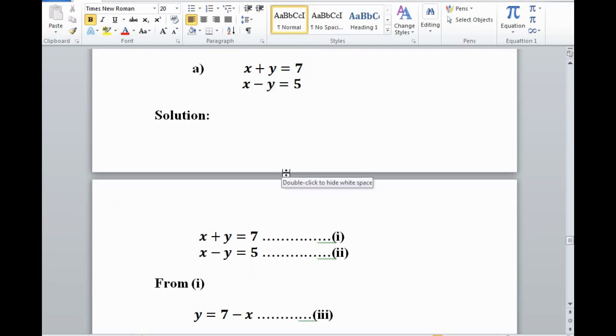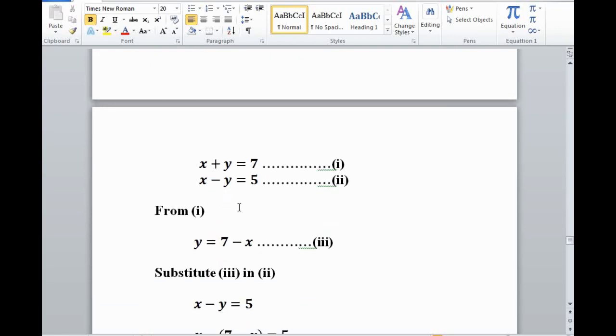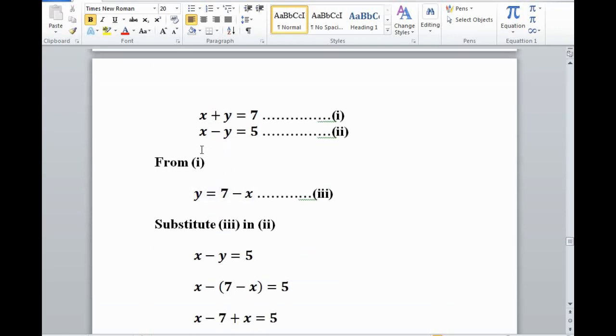Now since we are solving these two equations by substitution method, in this method we first rearrange one equation to express one variable in terms of the other variable, and then we substitute this expression into the other equation to obtain an equation in only one variable. So let's start from equation 1, which is x plus y equals 7.